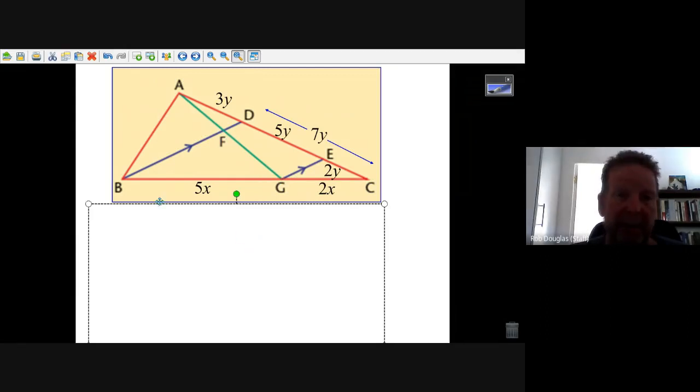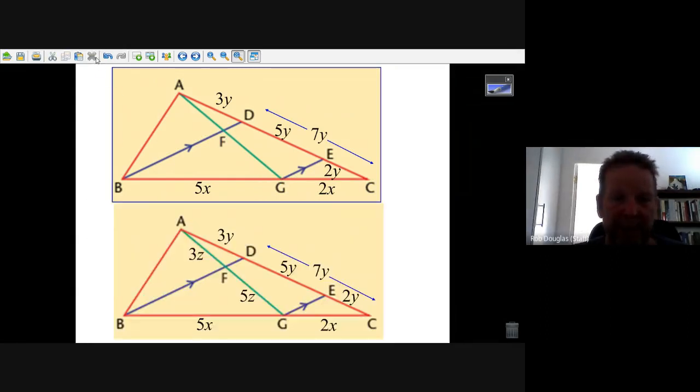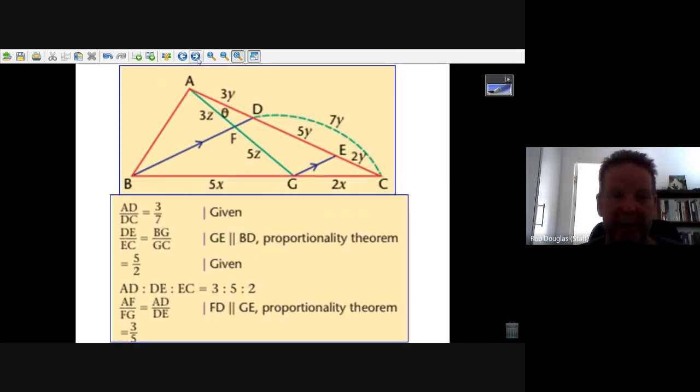And we could give it another letter. We could give it the letter Z. We could say 3Z over 5Z. Now we have to write all that out in order, what we just did. We just answered the question, but it's not in the form of a geometric proof with reasons. So it has to look like this in the book.